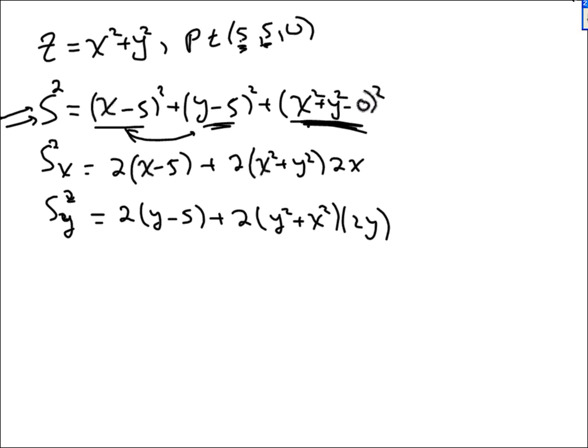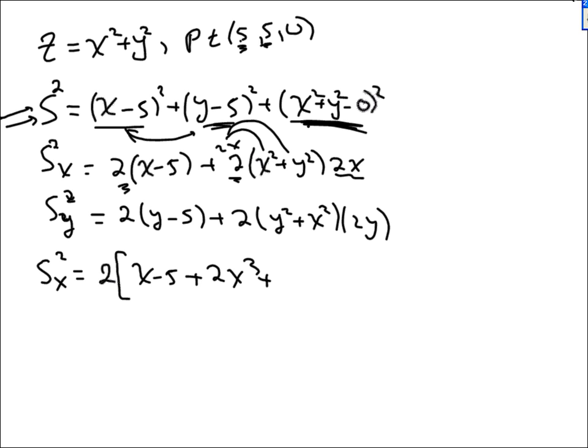And we want to see when this equals 0. Well, for s squared x, I can factor out a 2. There it is, x minus 5. But I still have this 2x, you can think of it as being in front. And you distribute. You get plus 2x cubed plus 2xy squared. Actually, let's not distribute.